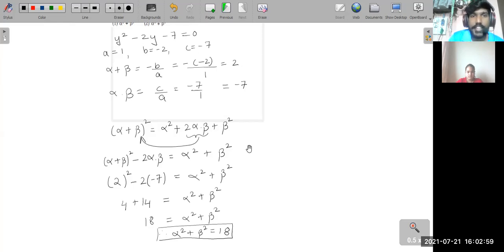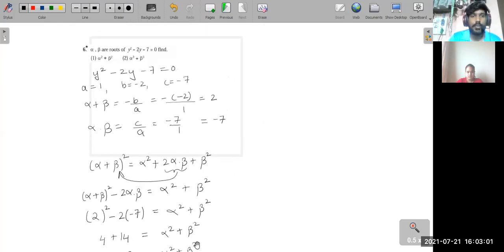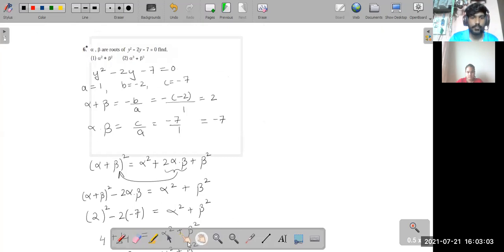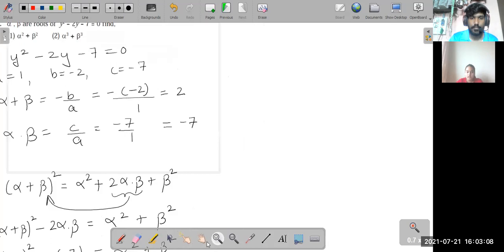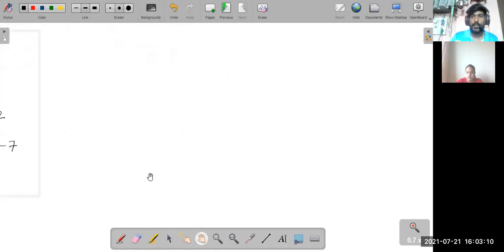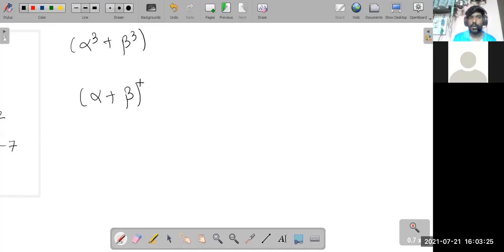Let's find the next one. Now, next is alpha cube plus beta cube. Second one is to find out alpha cube plus beta cube. We have to find out alpha cube plus beta cube. Okay. Now, for this, we will use the formula of a plus b whole bracket cube. Do you remember this formula, a plus b whole bracket cube?